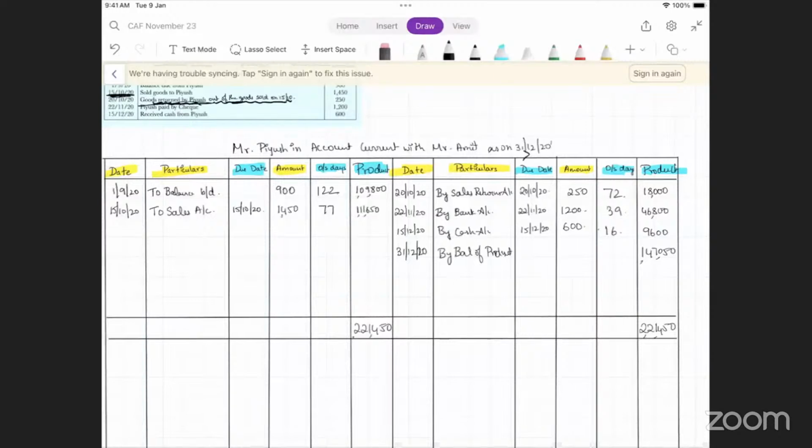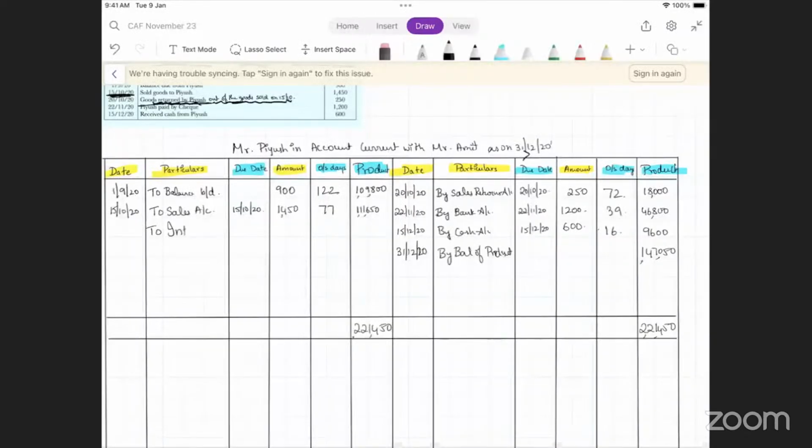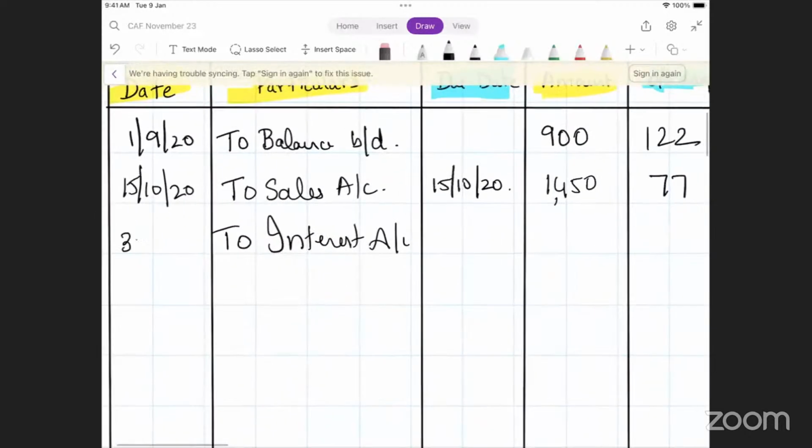Now, next, we have to calculate the interest. Interest will be calculated on the opposite side. Wherever you've written the balance of product, on the opposite side you have to write the interest. So on the debit side, I'm going to write: To interest account. This date also is 31/12.